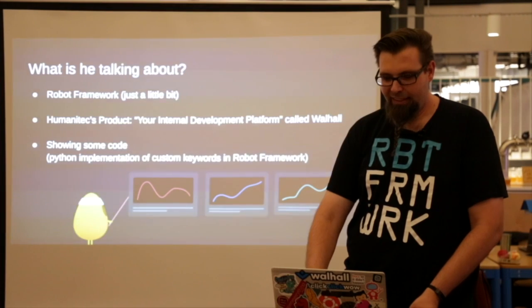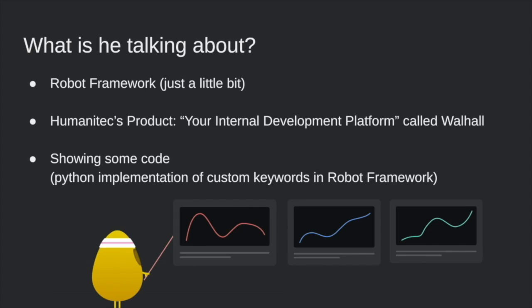All right. So what am I actually talking about? I have to give you a little bit of context. So I'm talking about the Robot Framework. It's a nice, versatile testing framework. And I have to introduce it a little bit to you so you understand what this code is actually about. And I also need to let you know what we at Humanitec are actually working on, which is an internal development platform. So nice automation, DevOps kind of thing. And it's currently called Valhalla, but more about that later.